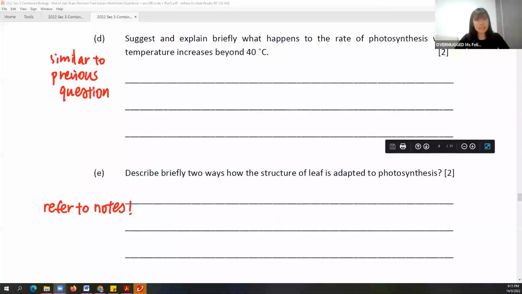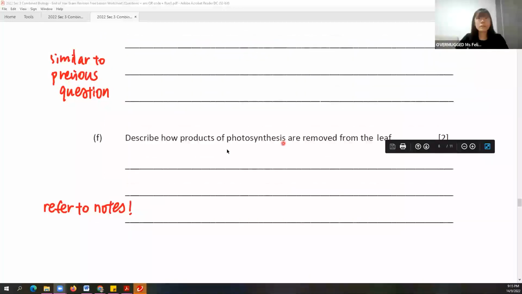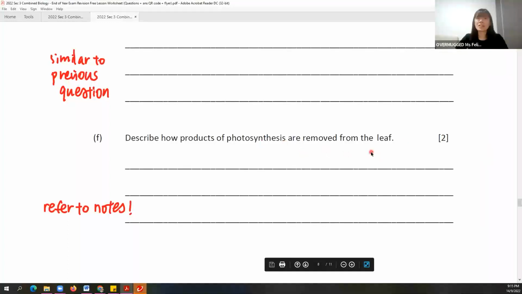Done writing down the hints? I move on, okay? So moving on to part F: describe how the products of photosynthesis are removed from the leaf. This one, you try on your own. You can't really copy from the notes, but it's something that you actually know. You give it a try first. Then if you really don't know, you check the answer here.